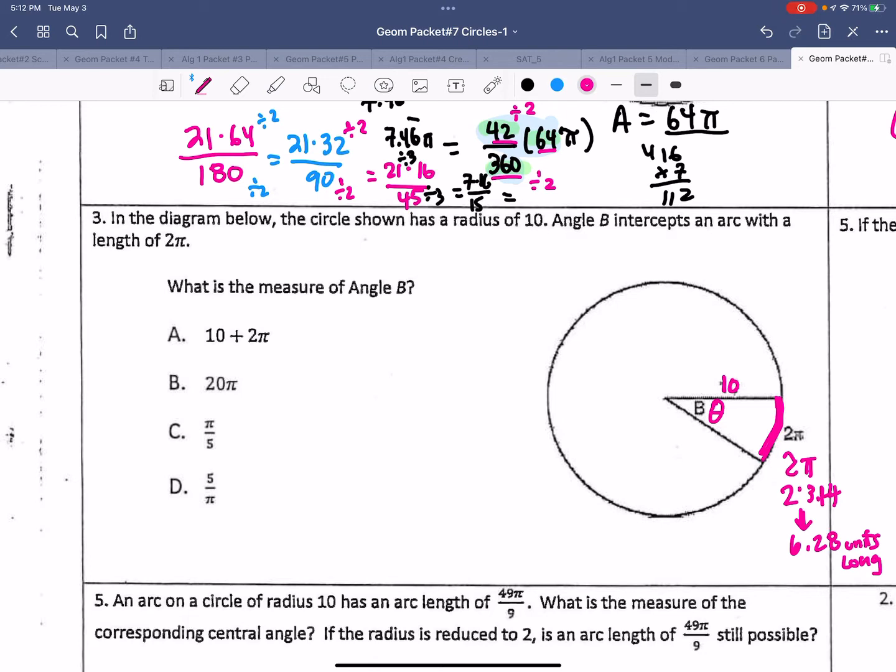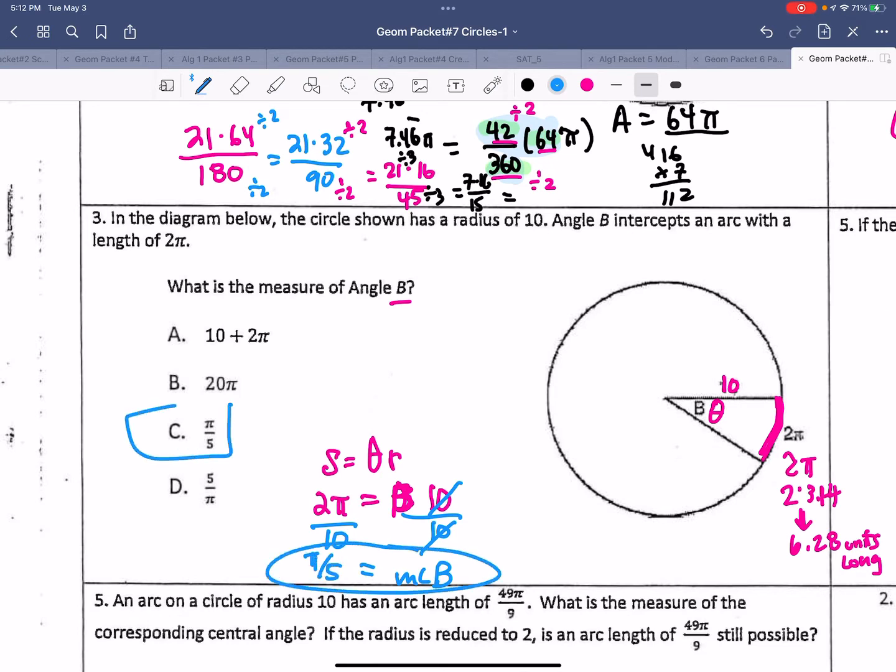So we know that our arc length, S, is equal to theta times R. So if our arc length is 2 pi, theta we don't know. We can call this B if we want. You can change this to a letter B. And our radius is 10. We can solve for B by dividing by 10 on both sides. What do we get? We get the measure of angle B is pi over 5. We good?